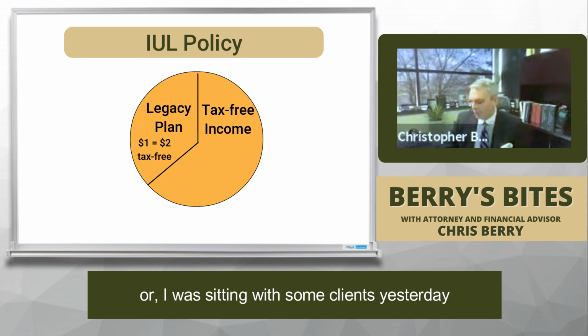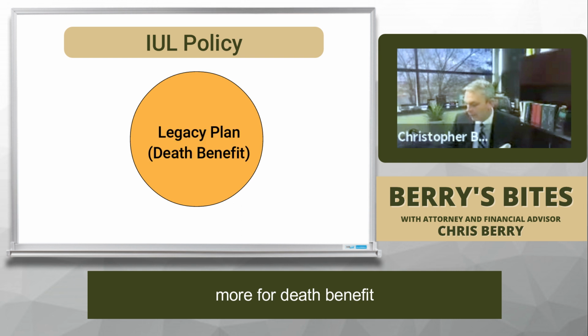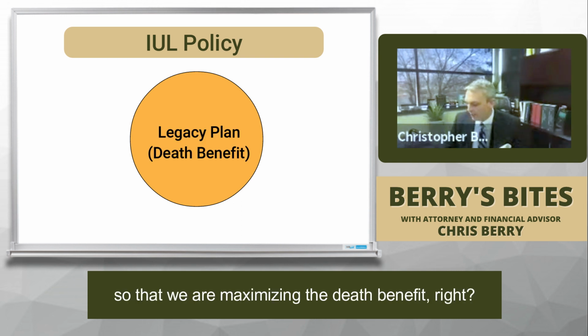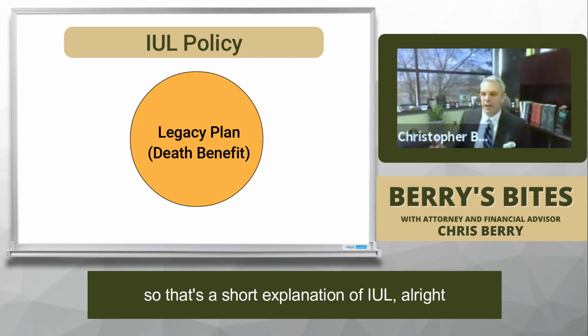Or I was sitting with some clients yesterday, they were fine in terms of income, so really we structured their entire policy more for a death benefit so that we're maximizing the death benefit. Right? So there's different ways we can structure it based on what your goals are. So that's a short explanation of IUL.